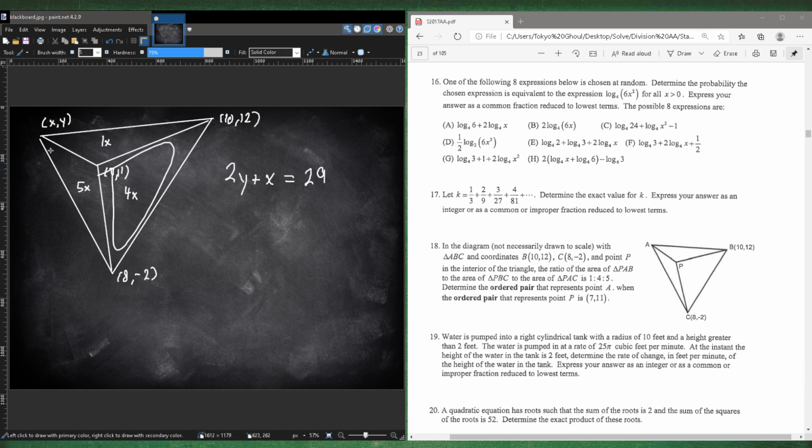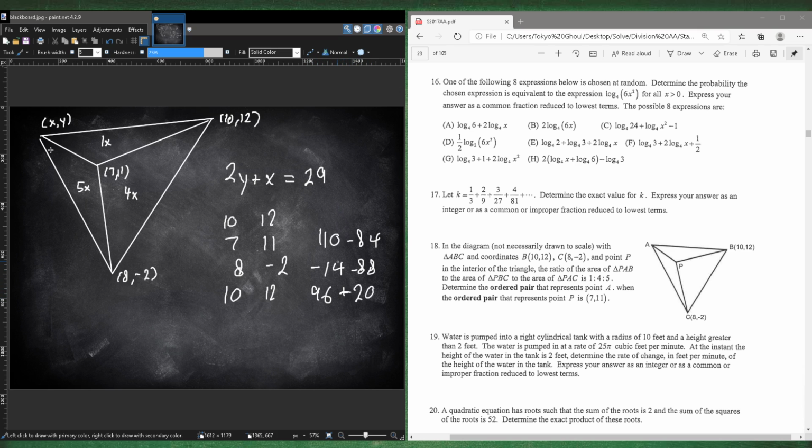Now let's get the area of this triangle. So that's just 10, 12, 7, 11, 8, negative 2, and then 10, 12. 110 minus 84, negative 14 minus 88, 96 minus 20 minus negative 20, which is plus 20. So we have a, let's just cancel out this 20 with this negative 16, which gives us a positive 6. And then this 6 can go with this one to make 102. 100 and so negative 88 and negative 84, that's equal to negative 172.